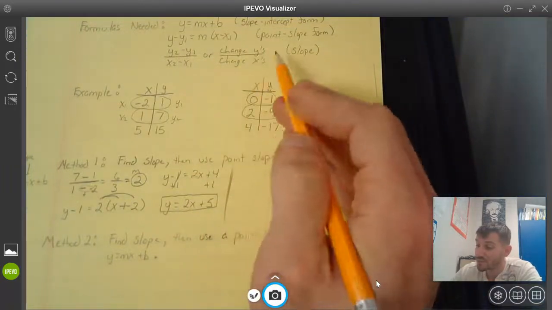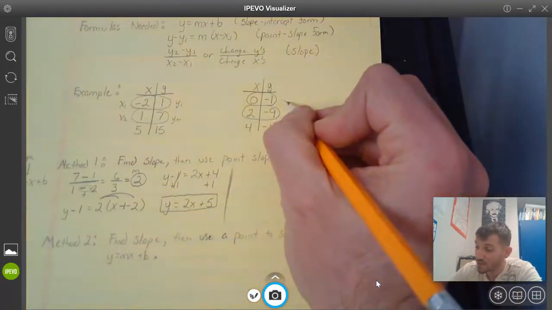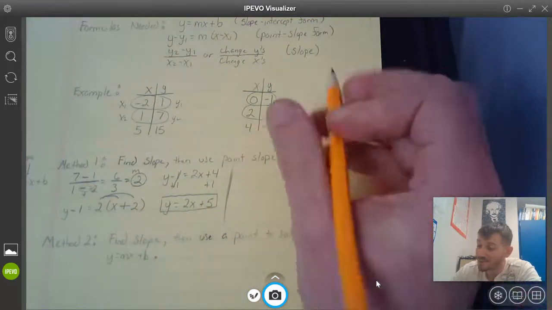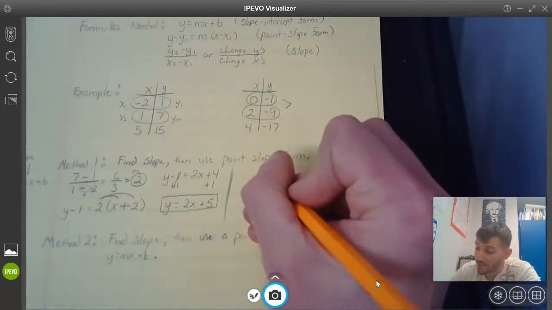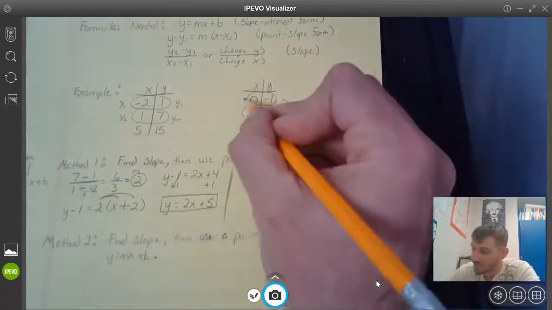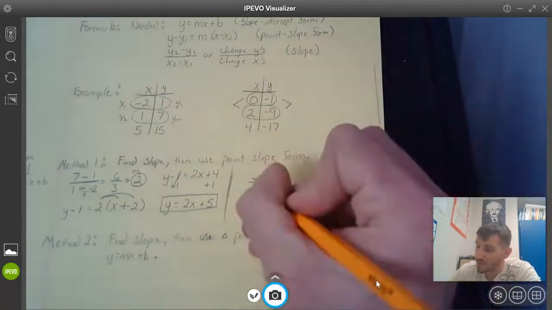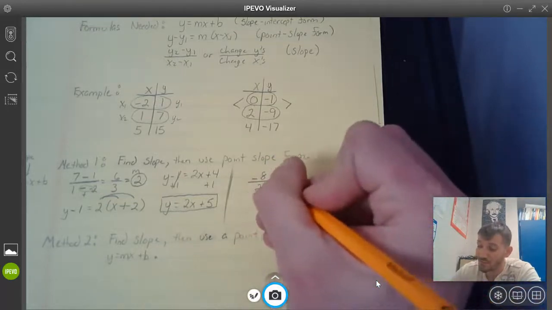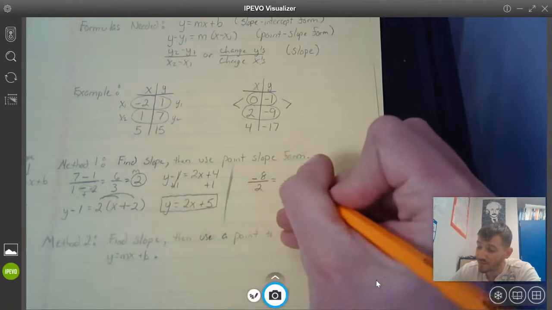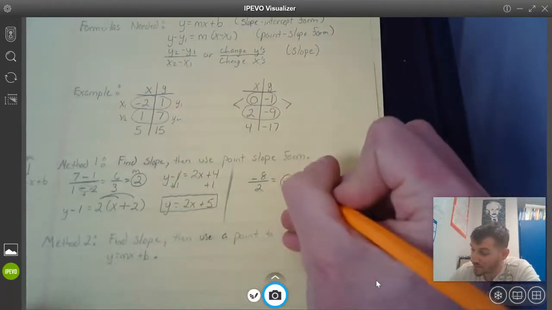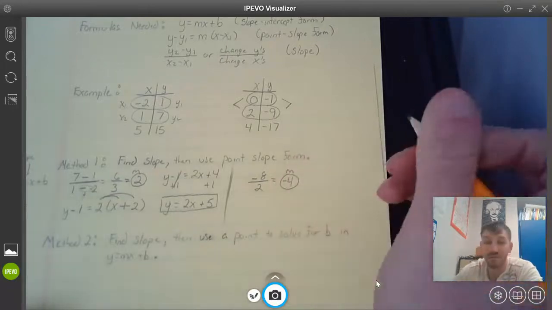Let's try this. The change of the y's. How do I get from -1 to -9? Well, that would be subtracting 8. So -8. The change of the x's. Well, how do I get from 0 to 2? That would be +2. What is -8 divided by 2? Well, it's -4. There's my slope. That didn't take long at all. I like that when they give you XY charts.